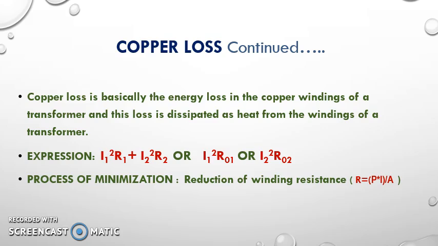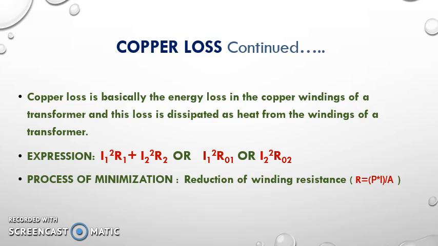This can be done by either reducing the length of the copper or increasing the cross-sectional area of the copper conductor. If we use thick conductors, then automatically our cross-sectional area will increase and R will decrease. As R decreases, that means R1 and R2 both will decrease, so the total copper loss will decrease. This is all about the copper loss.